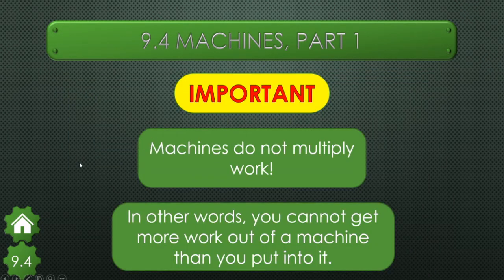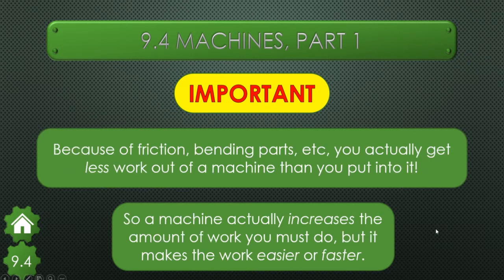Now, before we go any further, it's very important that you understand machines do not multiply work. In other words, a machine cannot output more work than what you put into it. If you put 100 joules of work into a machine, the machine cannot output 200 joules of work. Okay, that would be a miracle if that happened. Machines actually always output less work than what you put into them. And that's because of friction, because parts of the machine will bend, which absorbs some of the energy that's being put into them. So anytime you use a machine in real life, you get less work out.